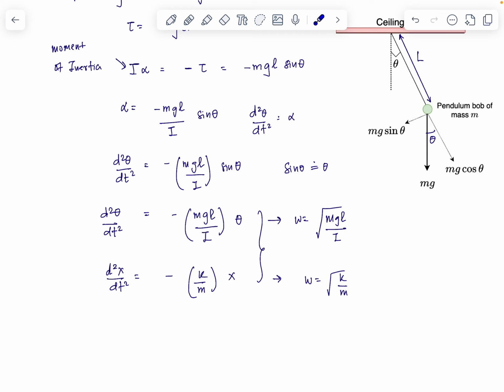In a future video, we'll try to solve some problems related to these equations, and we'll go into depth on how the amplitude, the angular frequency and the time period can be derived from the various parameters given in the problem.